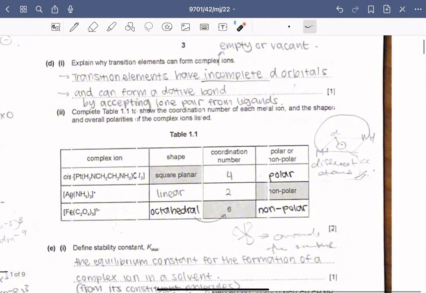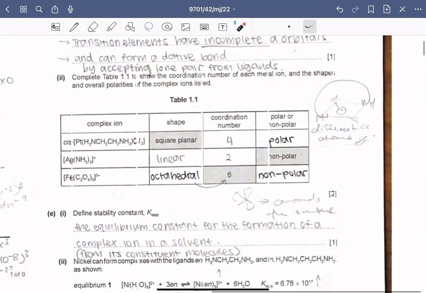This is the main thing that you have to answer though. Next, part 2: complete the table in 1.1 to show the coordination number of each metal ion and the shapes and overall polarities of the complex ions listed.